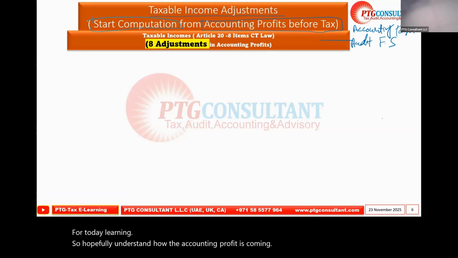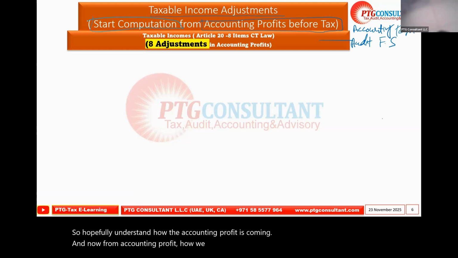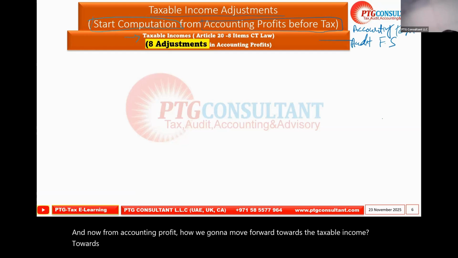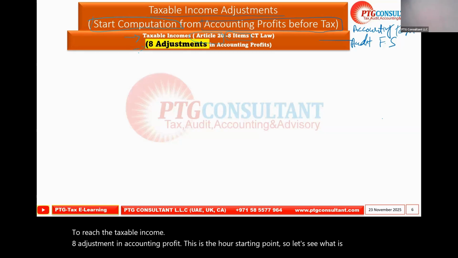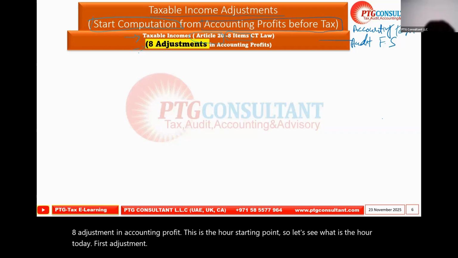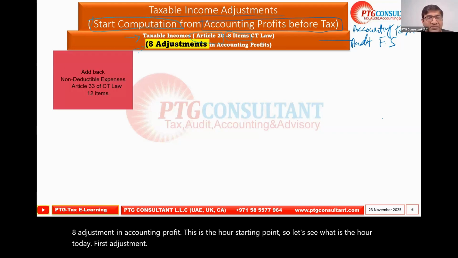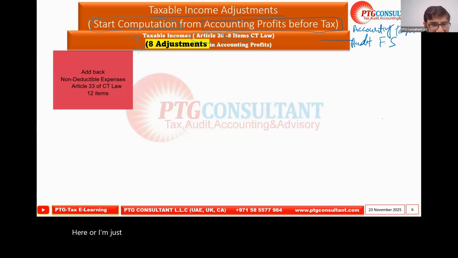And now from accounting profit, how are we going to move forward towards the taxable income? As per Corporate Tax Article 20, there are eight adjusting items that we have to adjust in the accounting profit to reach the taxable income. Eight adjustments in accounting profit. This is our starting point. So let us see what is our first adjustment today. Here, I am just going to share quickly the eight adjustments, then we are going to dive in.